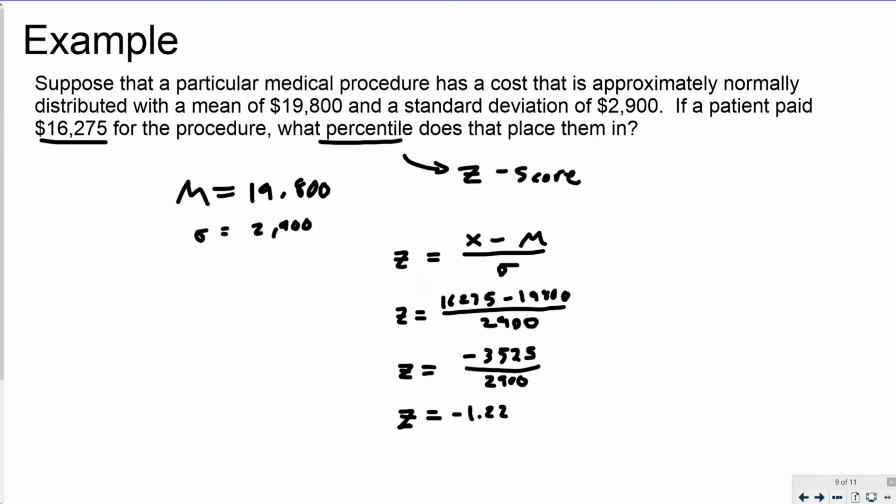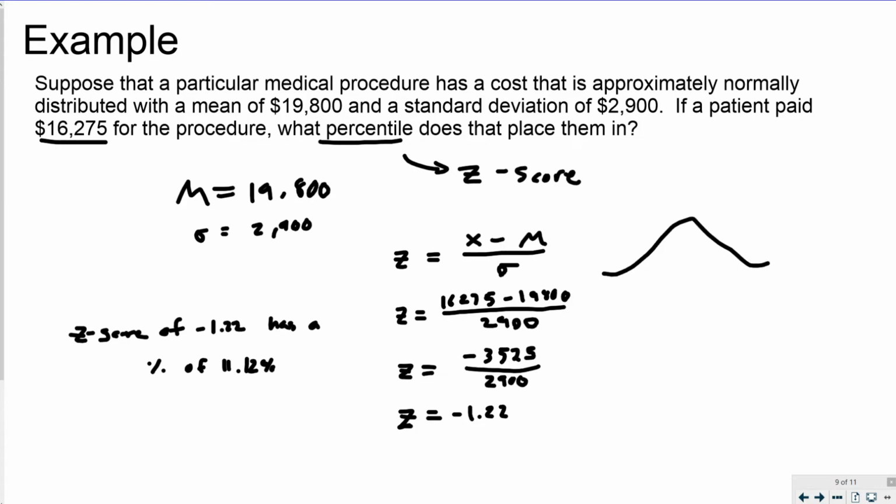So that means that the score there, negative 1, so a z-score of negative 1.22, has a percentage of 11.12%. So if you were to draw the normal curve, and I'm just drawing a really, that is not a good normal curve at all.